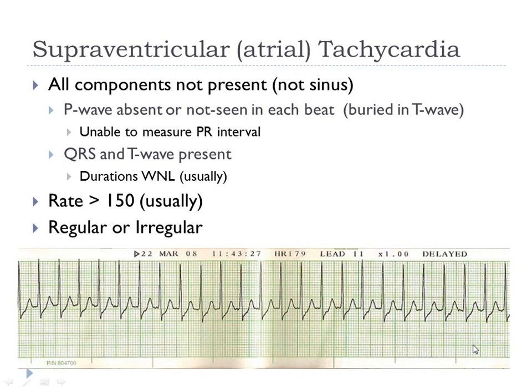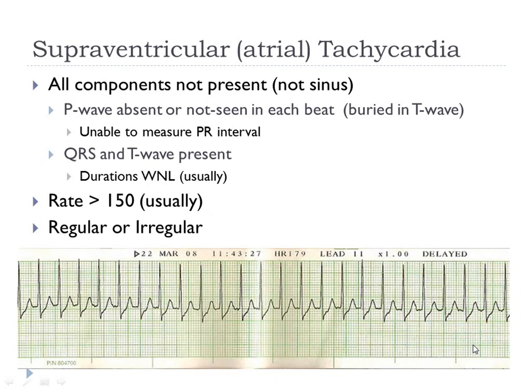So I mentioned SVT, supraventricular tachycardia. When you think about it, supra means what? Above what? The ventricles. You can have ventricular tachycardia, right? That tachycardia is originating in the ventricles. But supraventricular tachycardia just means that the tachycardia is originating above the ventricles, in the SA node.